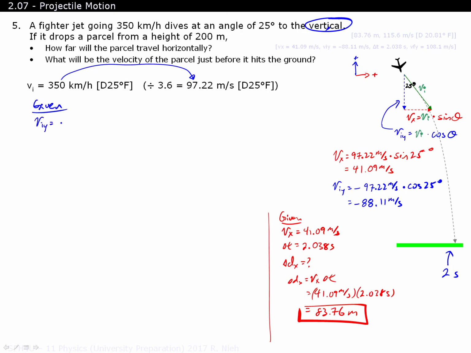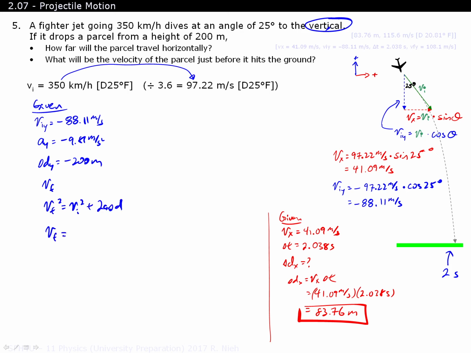Viy is equal to negative 88.11 meters per second, ay is equal to negative 9.81 meters per second squared, and our delta dy was equal to negative 200 meters. That is sufficient in solving for our vf. There is a formula for it, and it looks like this.